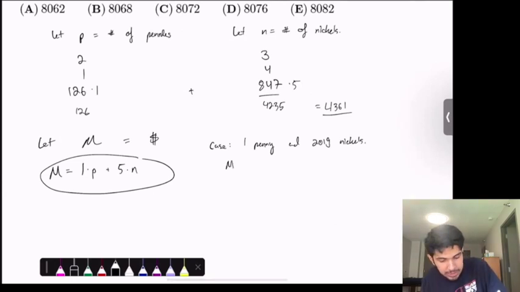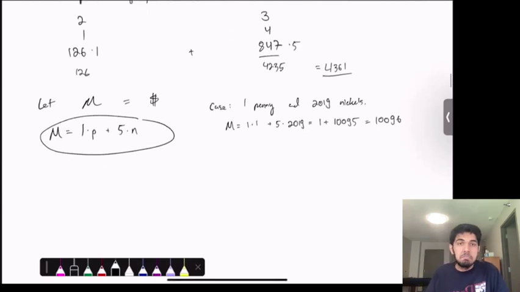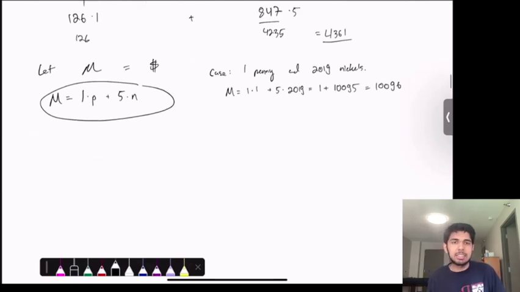We've just maximized the number of nickels. Then the amount of money he has is 1 times 1 plus 5 times 2019. That's equal to 1 plus 10,095, which is equal to 10,096. Okay, maybe that's the greatest amount of money he could have. We don't know. But let's consider something else.